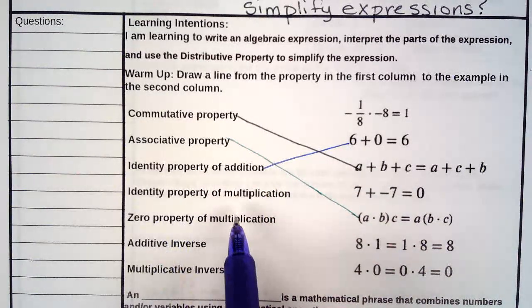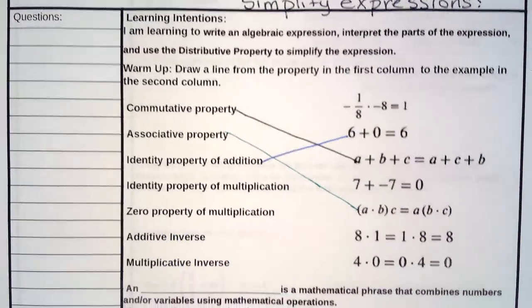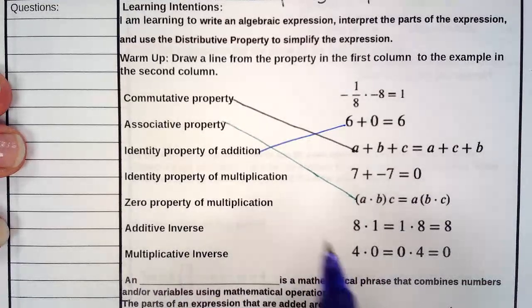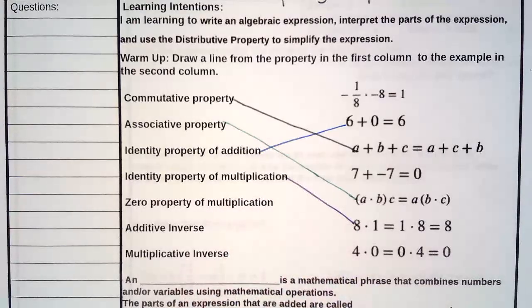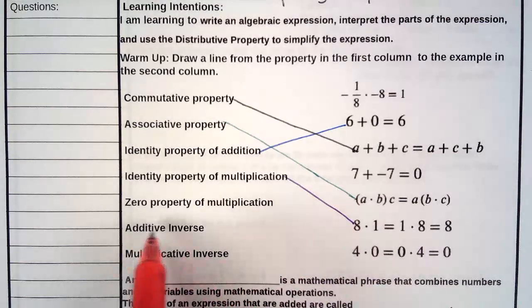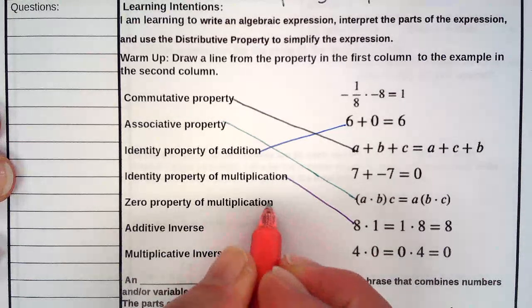Okay, identity property of multiplication. What can you multiply by? It will not change the number. That would be by 1. Zero property of multiplication. What happens when you multiply by 0? You get 0.